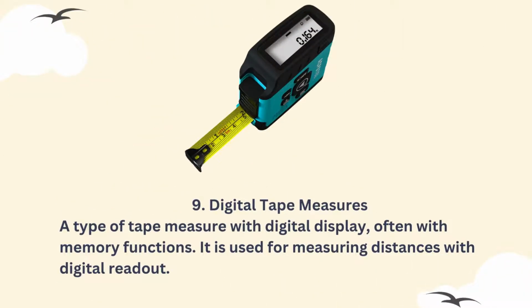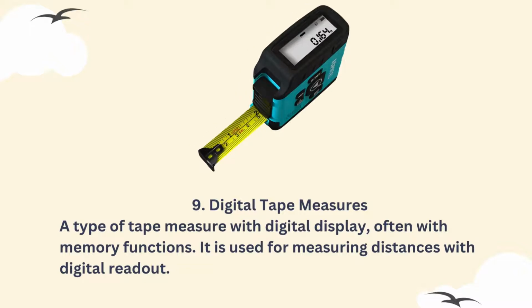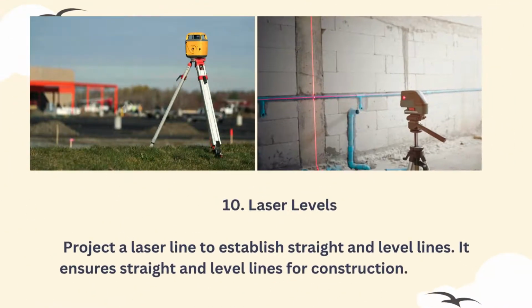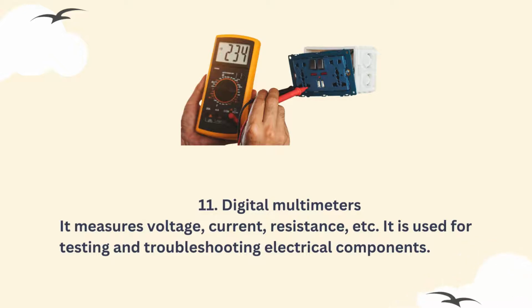9. Digital tape measures. A type of tape measure with digital display, often with memory functions. It is used for measuring distances with digital readout. 10. Laser levels. Project a laser line to establish straight and level lines. It ensures straight and level lines for construction. 11. Digital multimeters. It measures voltage, current, resistance, and more. It is used for testing and troubleshooting electrical components.